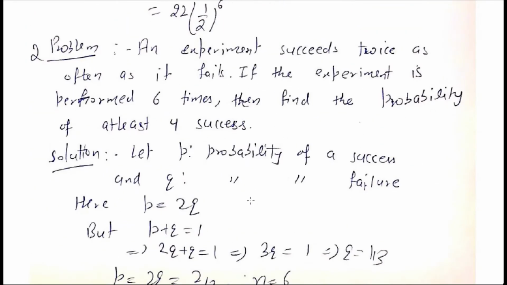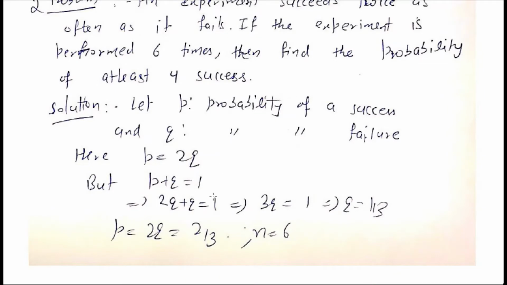So our second problem is: an experiment succeeds twice as often as it fails. So if the probability of failure is say q, then the probability of success is double its probability of failing, that is 2q. As we know that p plus q is equal to 1, so 2q plus q is equal to 1, meaning 3q is equal to 1. This implies q is equal to 1 by 3. So the probability of failing is 1 by 3, and the probability of success is equal to 2 by 3.